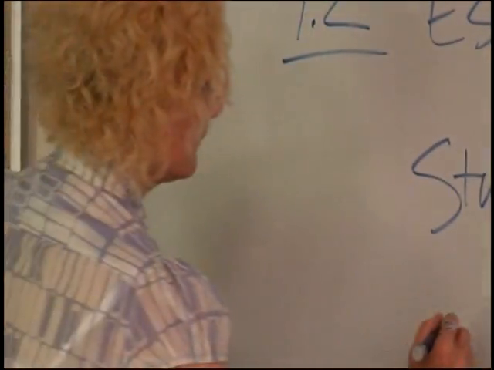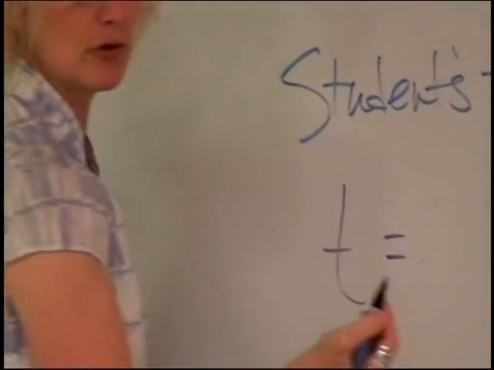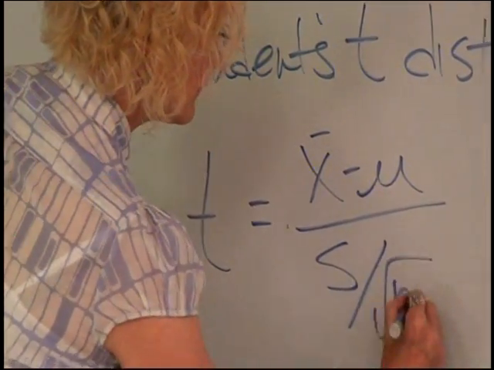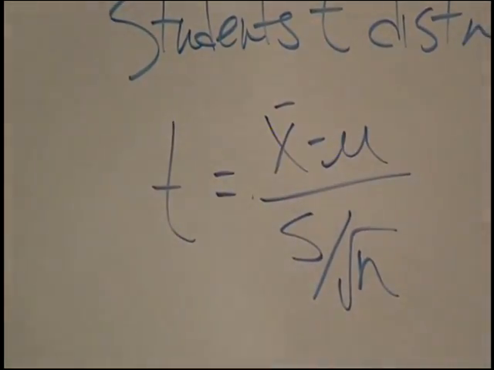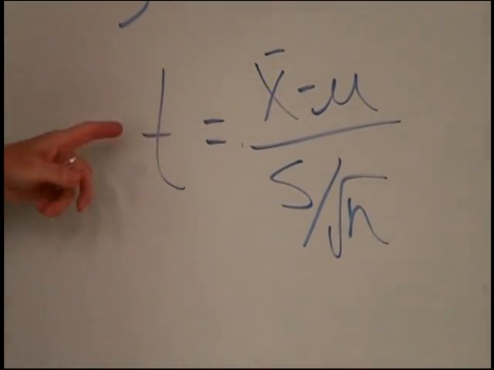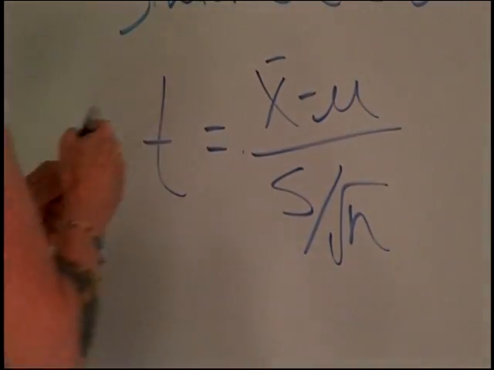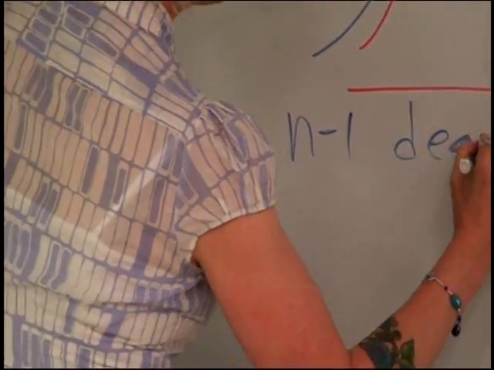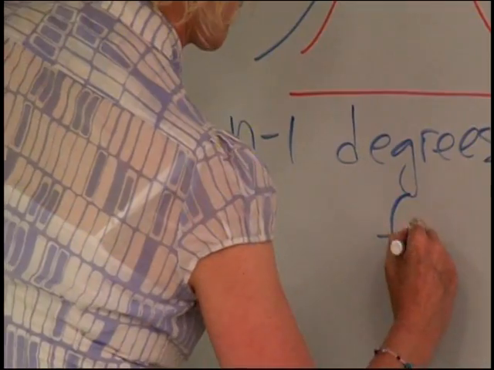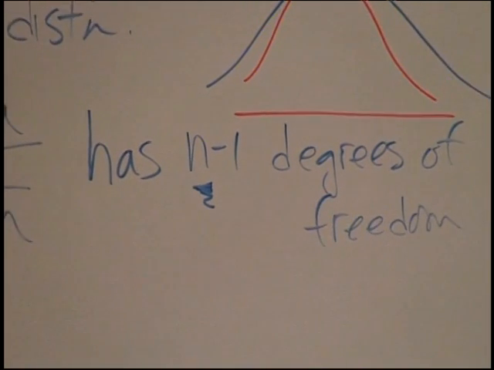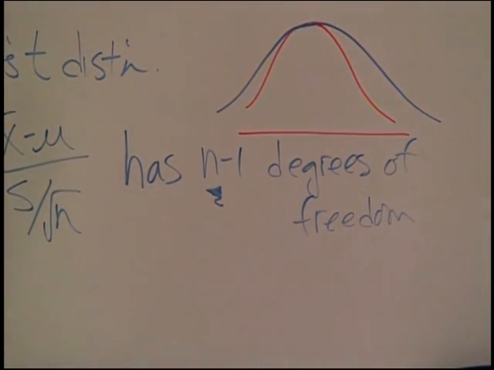So the student's t statistic is given by t equals, and this will look really familiar, x bar minus mu divided by s over root n. When the sample standard deviation is in there instead of sigma, this thing turns into a t. And this thing has what we call n minus 1 degrees of freedom. So it's very dependent on sample size.